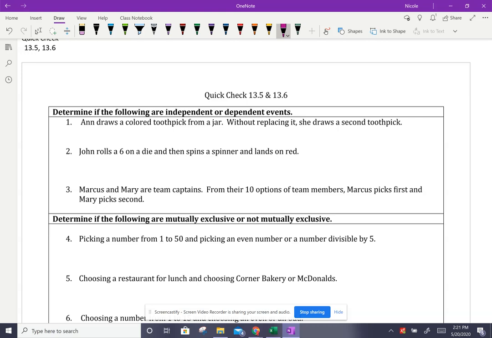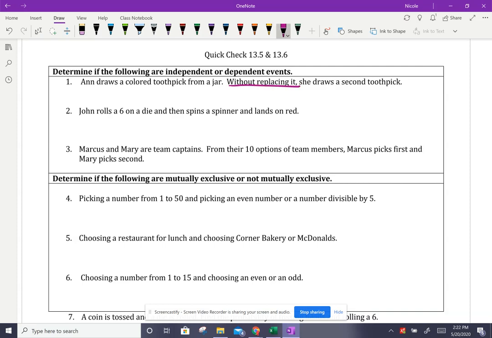So Anne draws a colored toothpick from a jar without replacing it. She draws a second toothpick. If she is not replacing it, it's going to change the possible outcomes from the first toothpick to the second toothpick. So these are dependent.